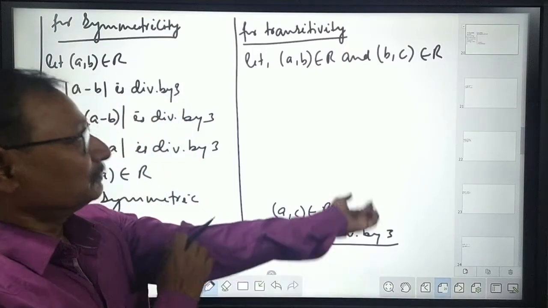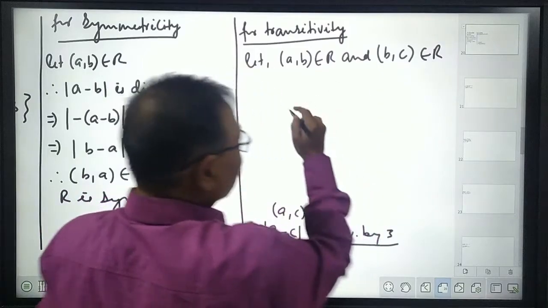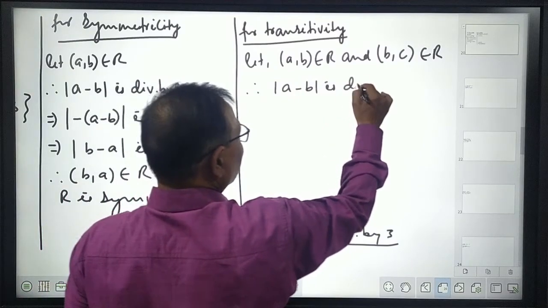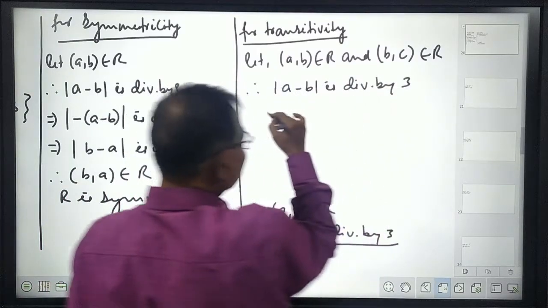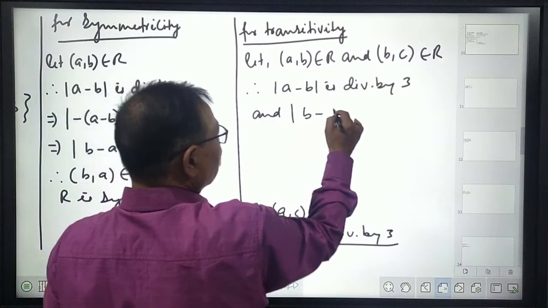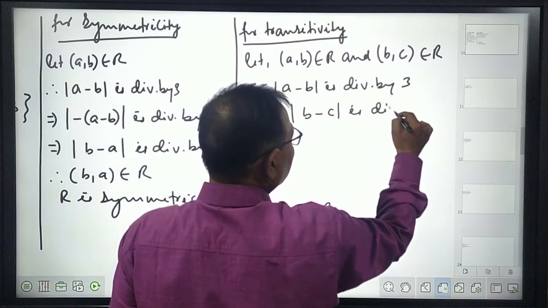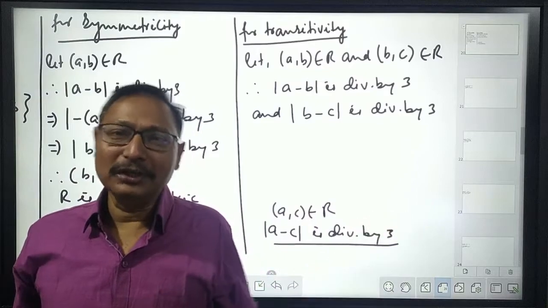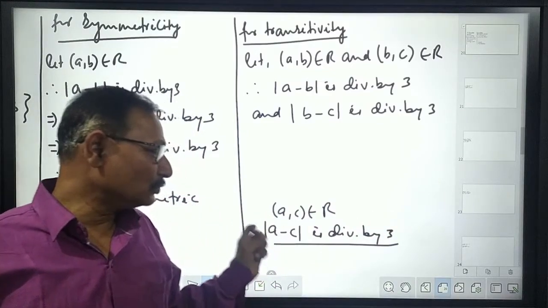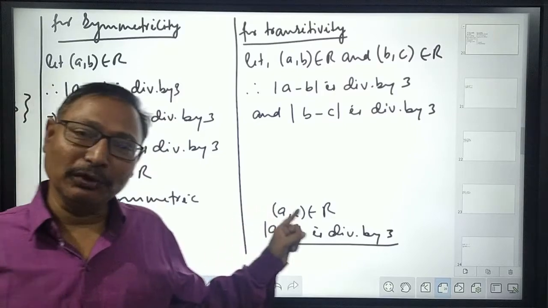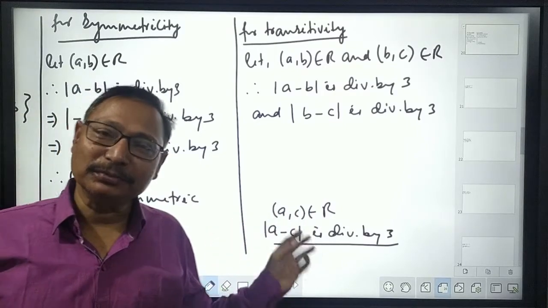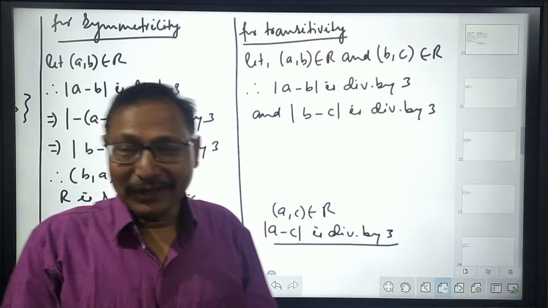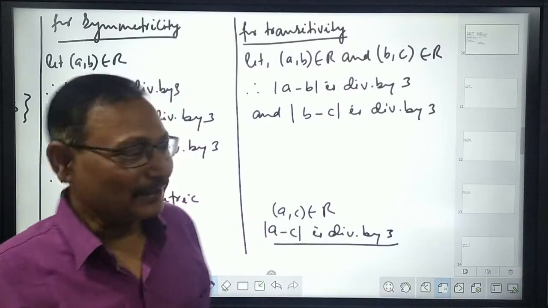If these two are supposed, then it means that modulus of a minus b is divisible by 3, and modulus of b minus c is also divisible by 3. So these two are due to the supposition. And now we want to show that a comma c belongs to R, that means modulus of a minus c is divisible by 3. You just think about the situation and have a proper step for that.